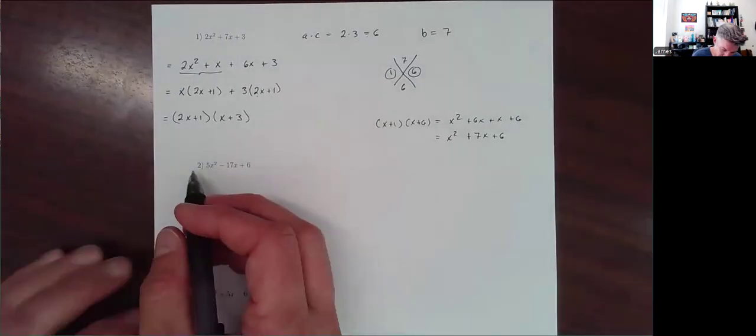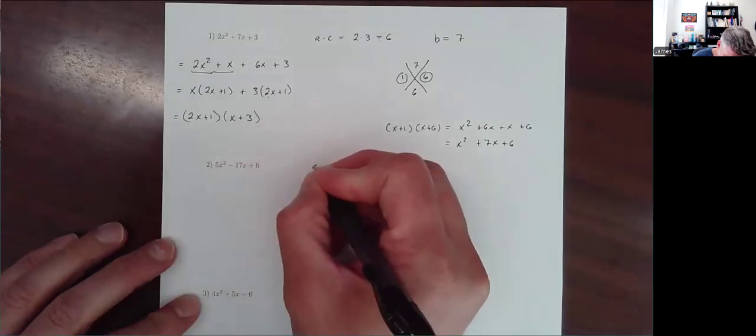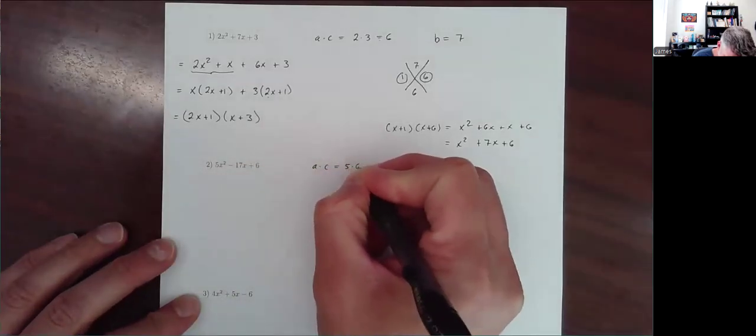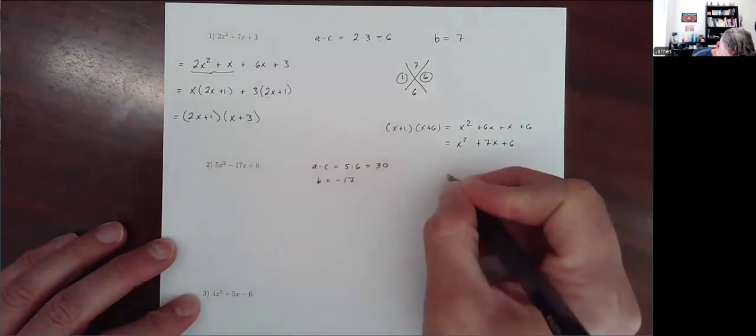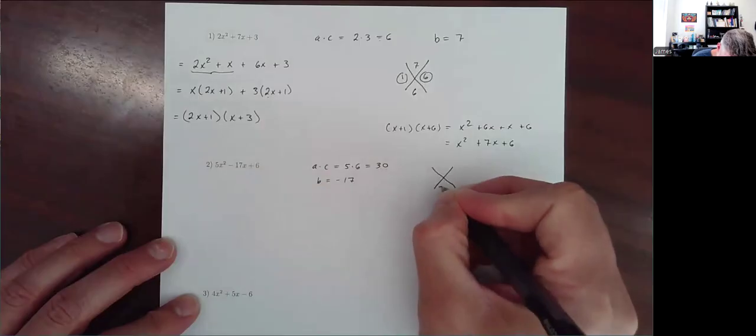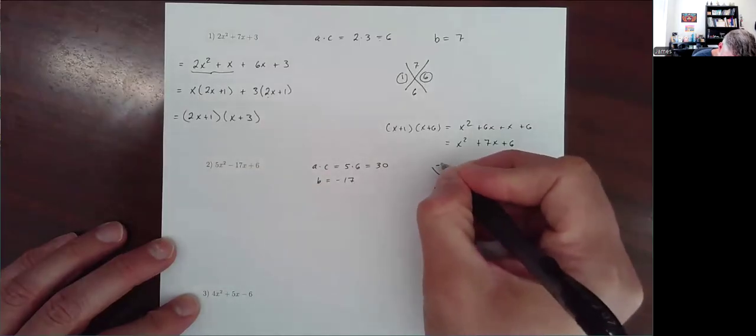So we're going to apply it here. In this case, a times c is 5 times 6, which is 30, and our b is negative 17. So we're looking for numbers that multiply to 30 and add up to negative 17.